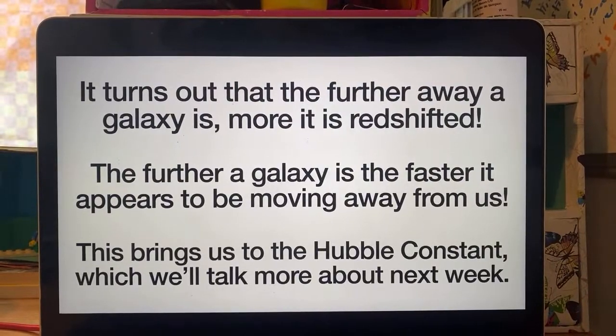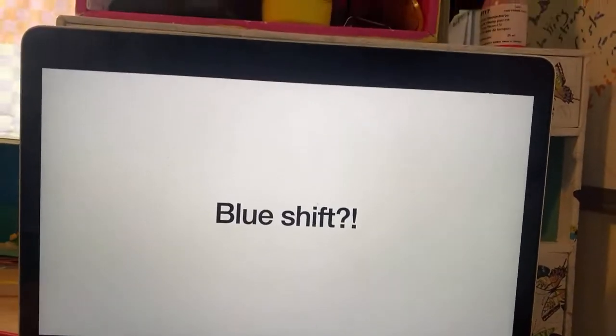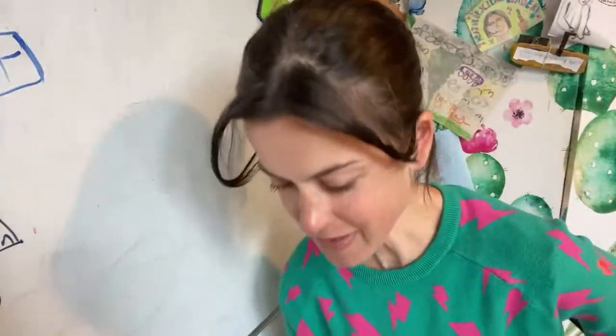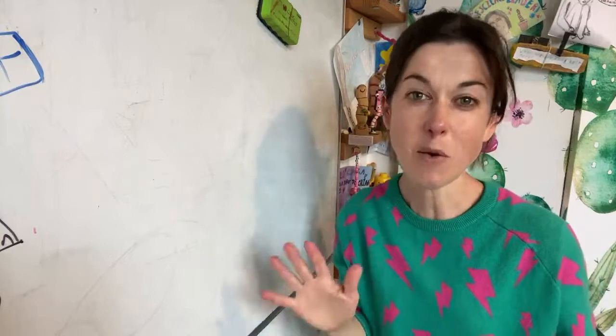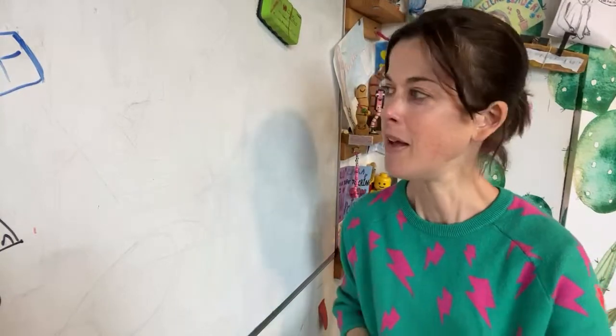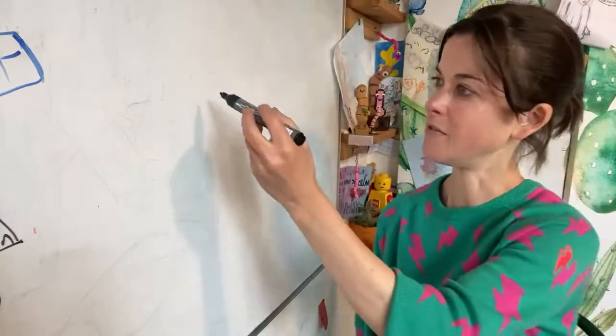Which, like I say, brings us to the Hubble constant, which we will talk a lot more about next week. And then I've just written blue shift on the board to remind myself to mention it. Blue shift is a thing. I must admit, I can't quite tell from reading the specification whether it would ever come up on your exam, but it's not that difficult to understand, luckily.